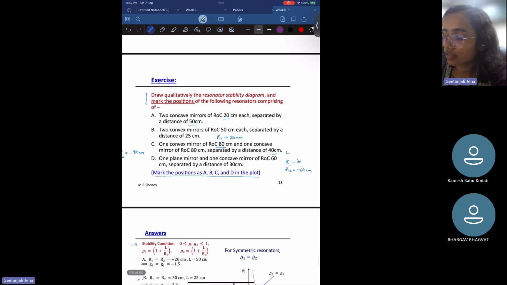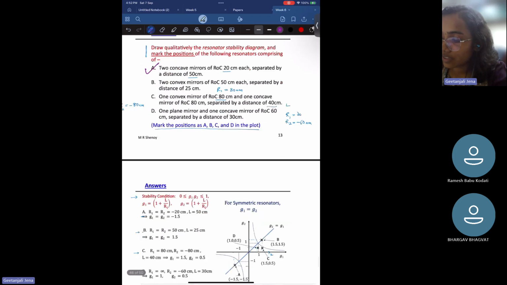The first one is: draw qualitatively the resonator stability diagram and mark the position of the following resonators, comprising of one, two concave mirrors of radius of curvature 20 centimeter each, separated by a distance of 50 centimeter. So let us see the first case.